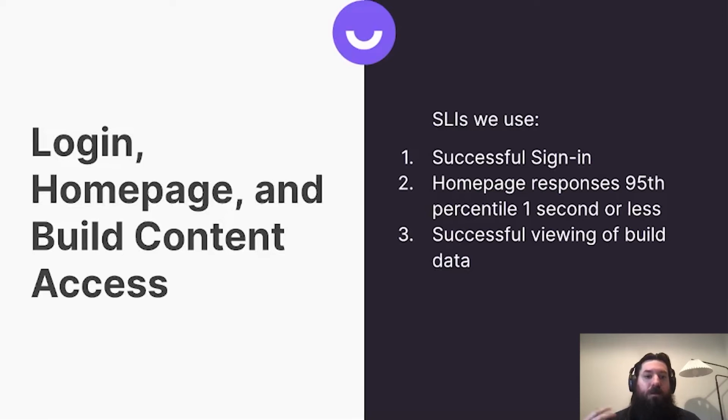So there's the login, homepage, and build content access. The SLIs we use are successful sign-in, homepage responses at the 95th percentile of 1 second or less, and then successful viewing of build data. The build data is quite verbose, so we don't worry about the response time, just that it returns a 200.